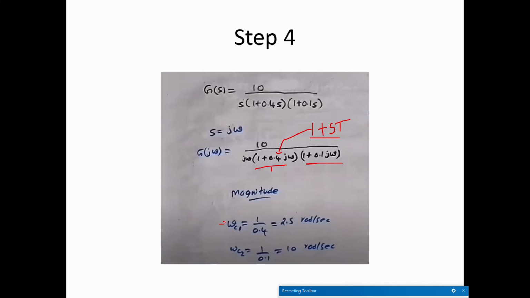So we will be having 2 corner frequencies, omega c1 and omega c2. So how do we find that? Omega c1 is equal to 1 by 0.4, the number which is there with the j omega. So 1 divided by 0.4 gives 2.5 rad per second. The second one, omega c2, will be 1 divided by 0.1, so it will be 10 rad per second. So we have to take the number which is with the j omega term. So these two will give us the corner frequencies.